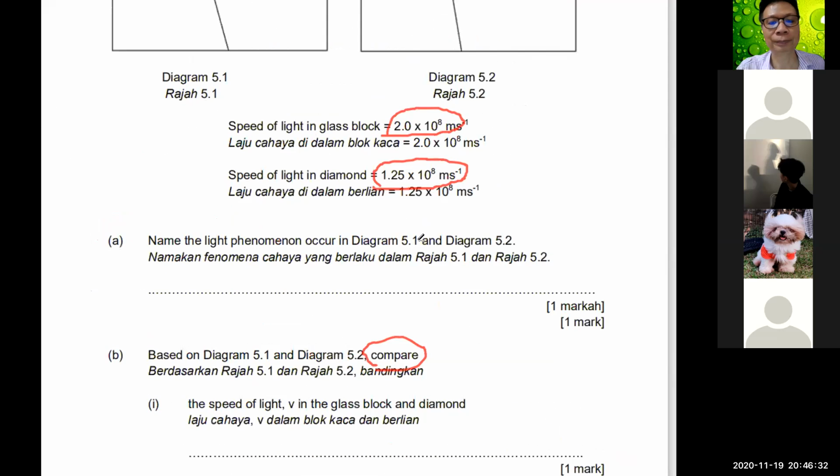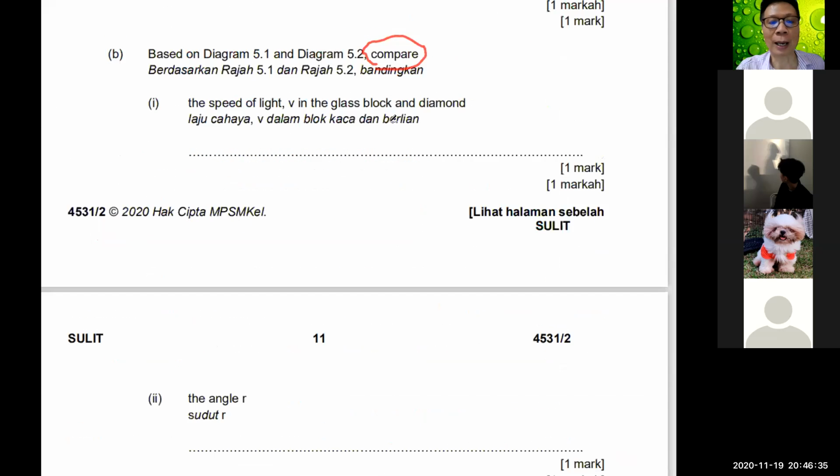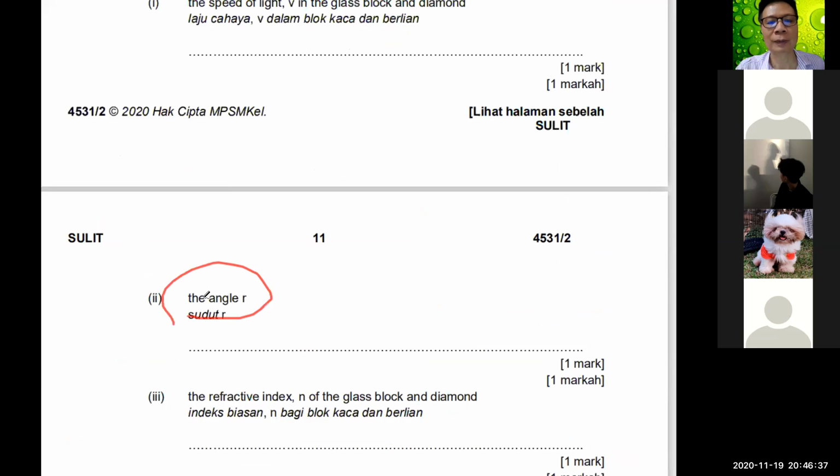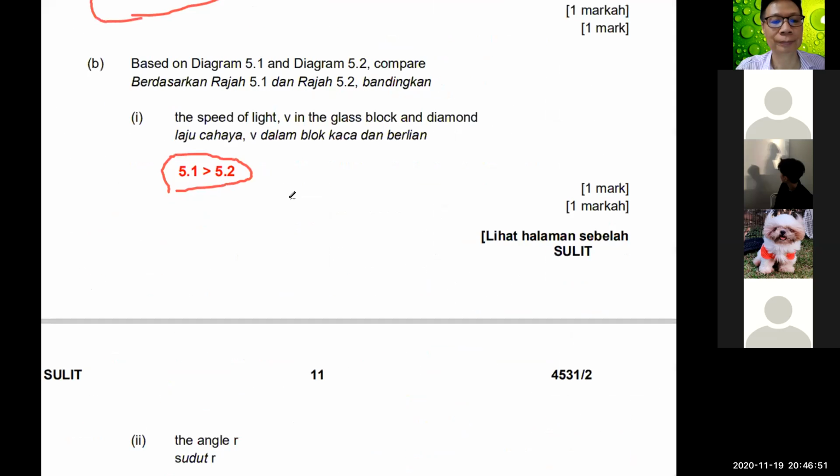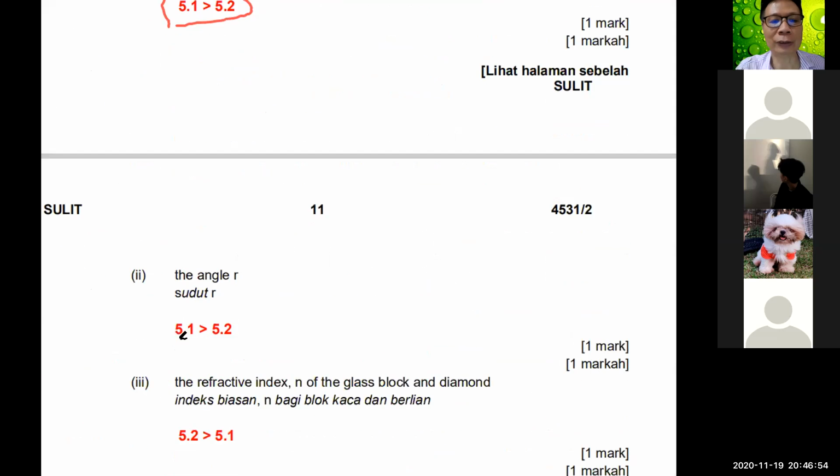Okay, next. Compare also the angle R. Also very obvious when you see the angle R here, 35, here 21. That means angle R in diagram 5.1 is bigger than 5.2. Same answer. But write in one sentence, don't write like this. At least add a few words: angle R in 5.1 is larger than 5.2.